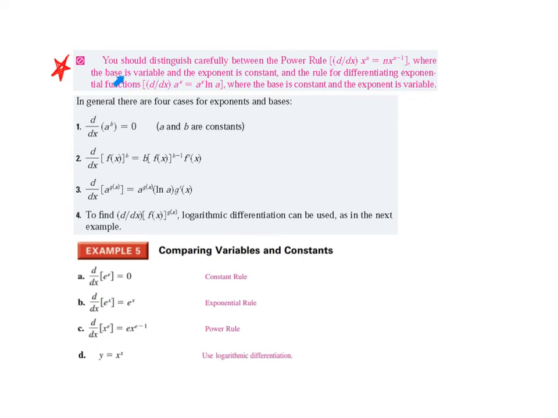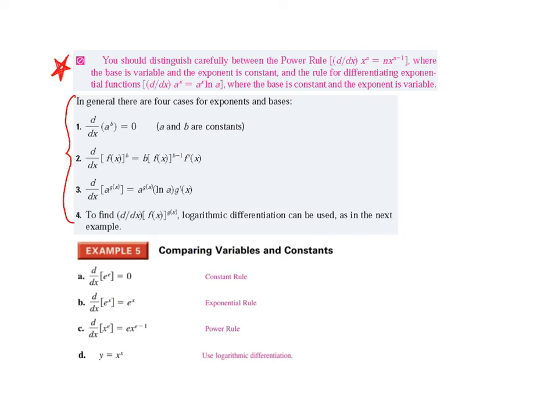Anyway, distinguish carefully between the power rule, which says take the derivative of x to the n, multiply by the power, decrease the power by 1, where the base is a variable and the exponent is a constant, and the rule for differentiating exponential functions, where the base is a constant and the variable is the exponent. Those are very different rules. So please be wary of how you do this. Pay attention and make sure we're doing it according to the rules that we have established.